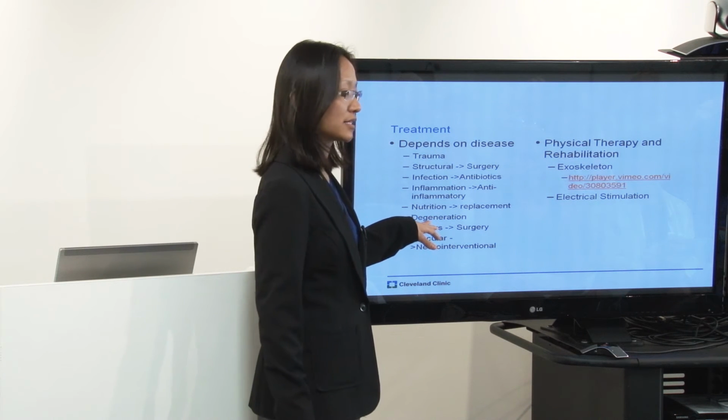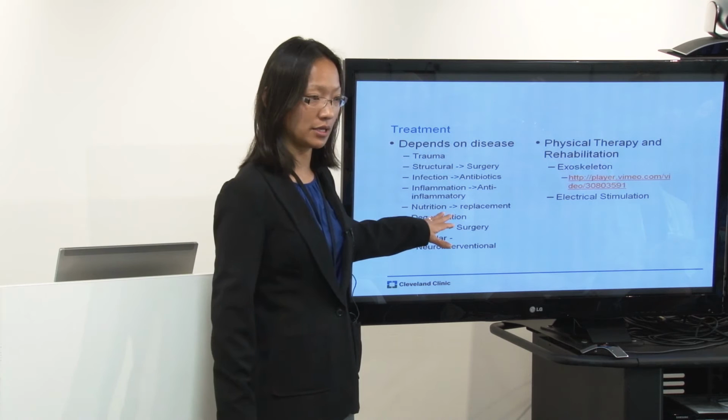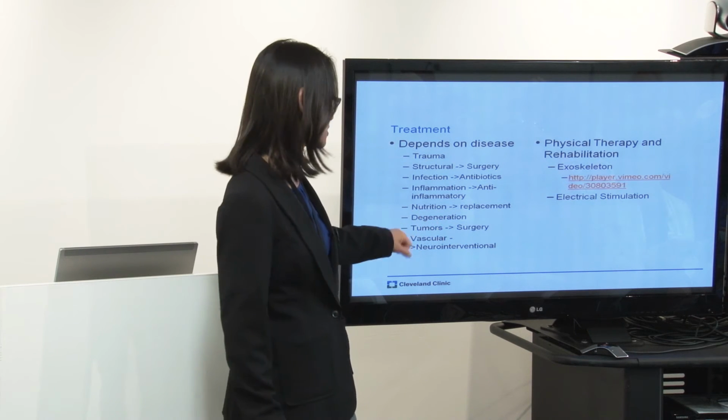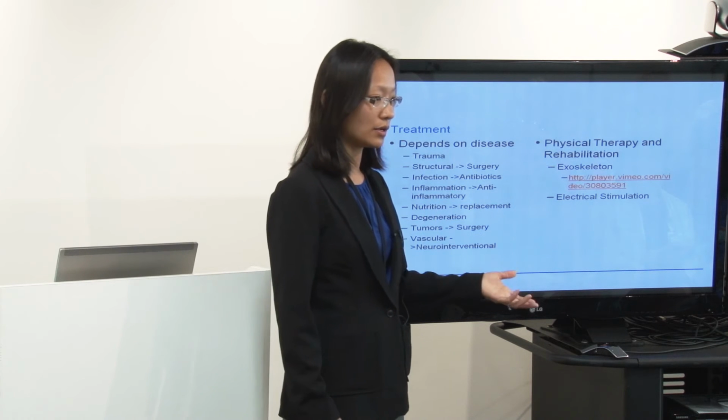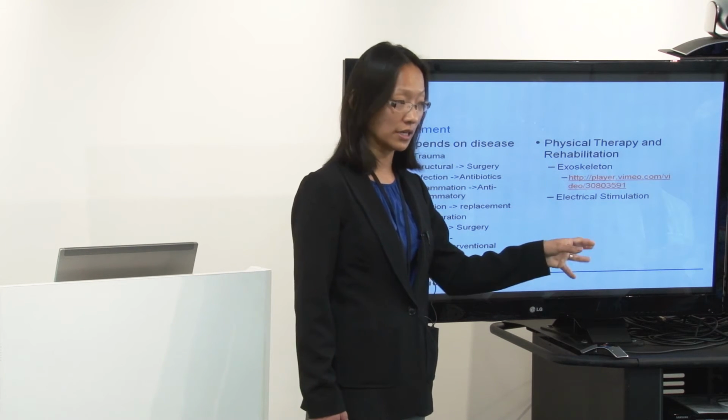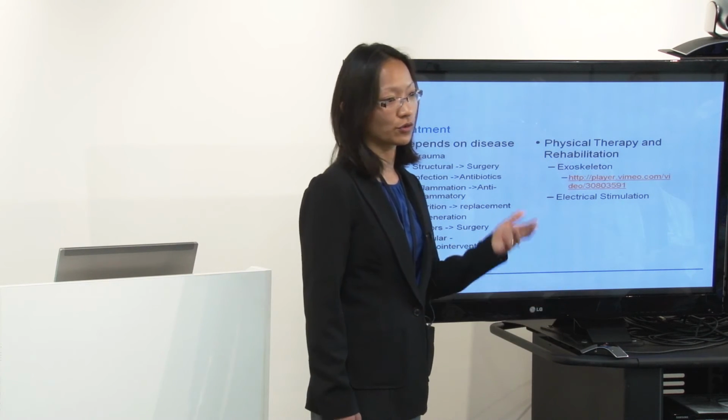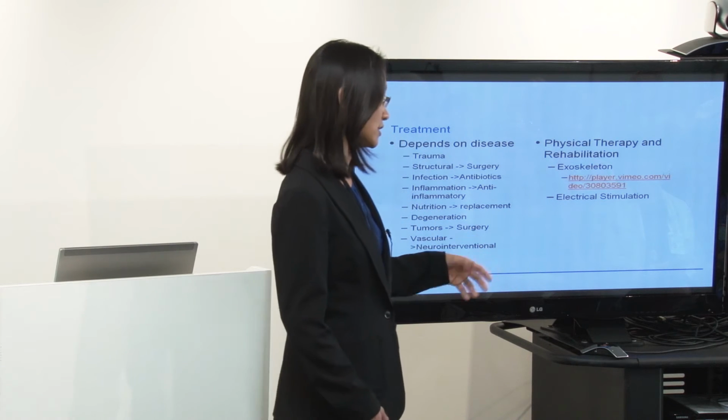If it's a degenerative process, unfortunately, we don't really have therapies targeted towards most of those processes. Tumors or surgery, vascular, like an AVM, we can go in right away and fix that problem. A stroke, unfortunately, is not correctable. So it kind of just depends on what we have.